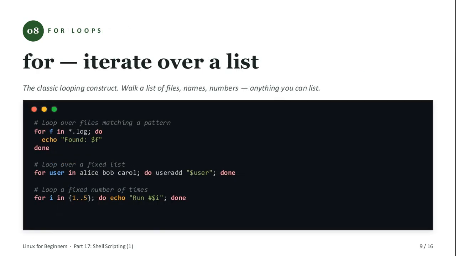Now that you can ask questions, let's make the shell do work in bulk. The for loop walks through any list you hand it: files matching a glob, a fixed set of names, or a numeric range with brace expansion. So whether you're processing every log file in a directory, creating a batch of users, or just repeating something 5 times, the pattern is the same. For, in, do, done. Master this one construct and a huge category of repetitive work disappears.